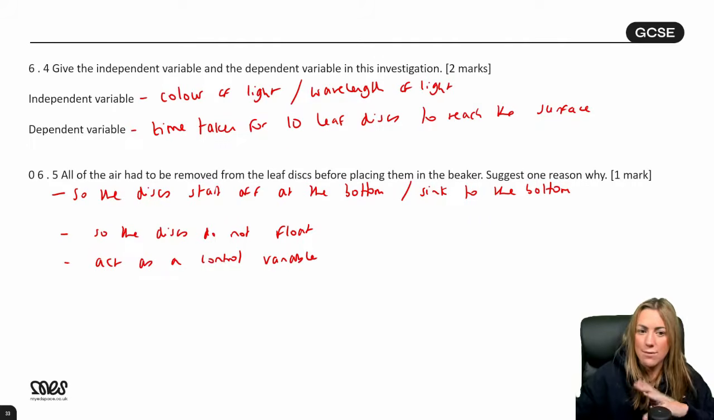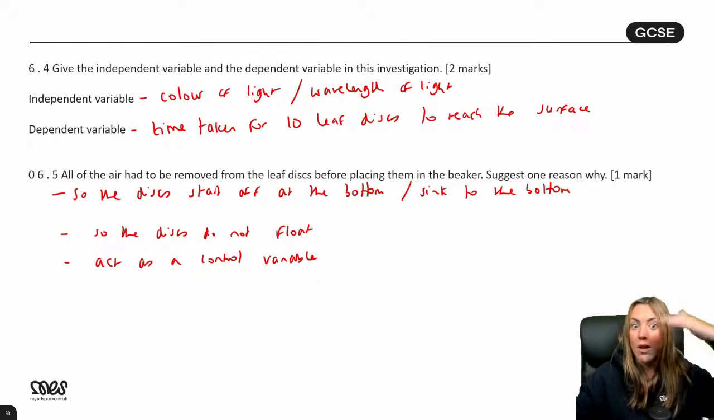But yeah, that makes sense. Bearing in mind the dependent variable is how long it takes for them to float to the top, we obviously want them all to start at the bottom. So it is a control variable.